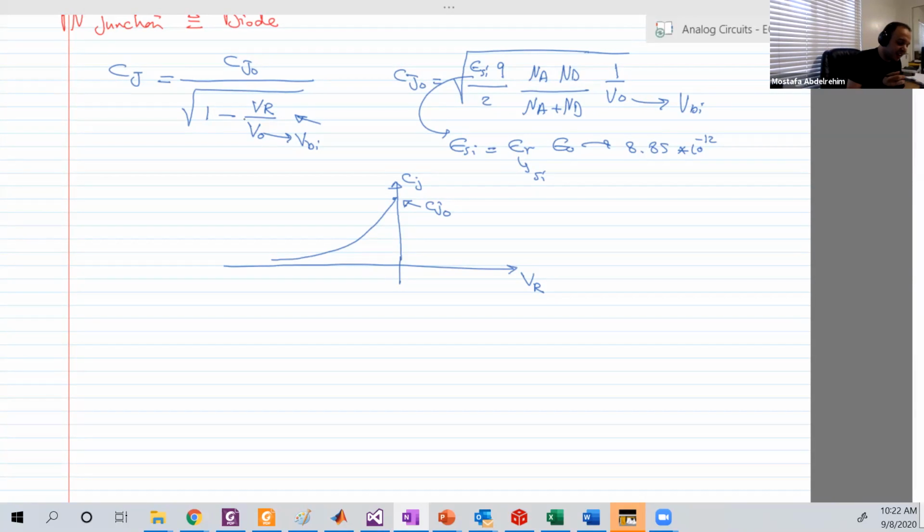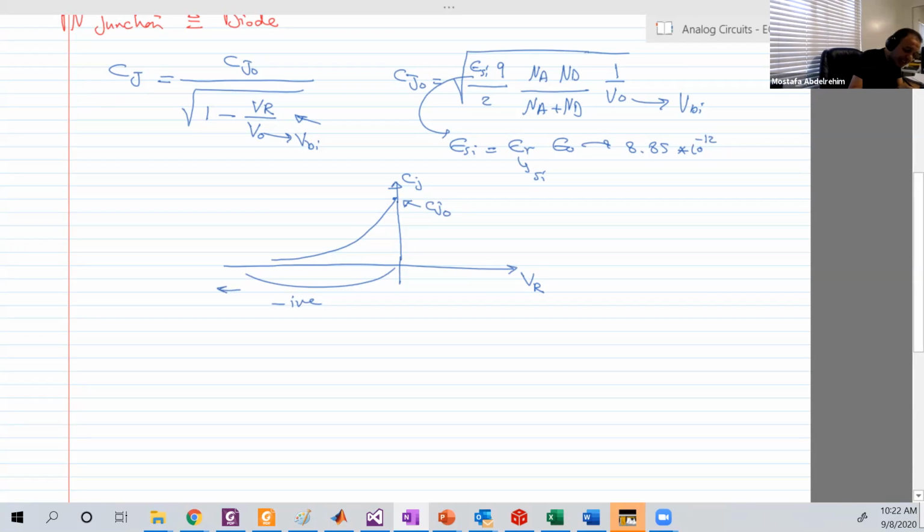Okay, because VR relates to the junction itself. It's negative because we connect it in a reverse way. So all these values are negative, guys. These values are negative for VR. As you increase VR in negative, in that way, CJ will decrease.